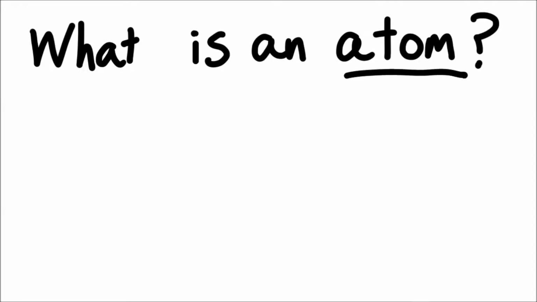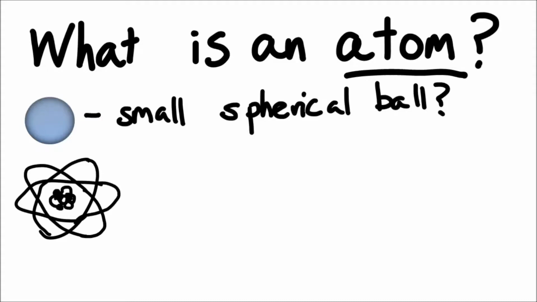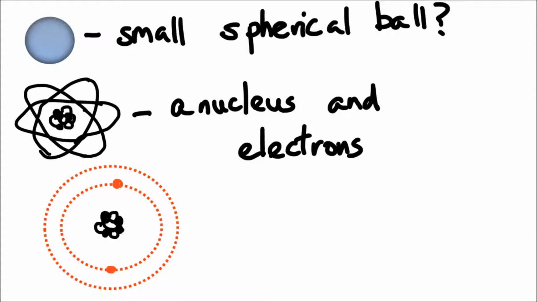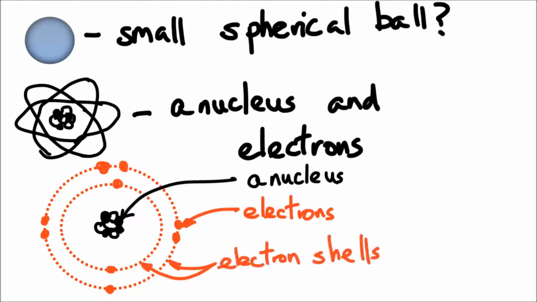So what is an atom? You may have already learned that it's a small spherical ball. You've probably also seen a picture of a nucleus with electrons going round the outside. At GCSE you'll learn that it's a nucleus surrounded by electrons. The electrons sit in electron shells. More about this in the next bit.